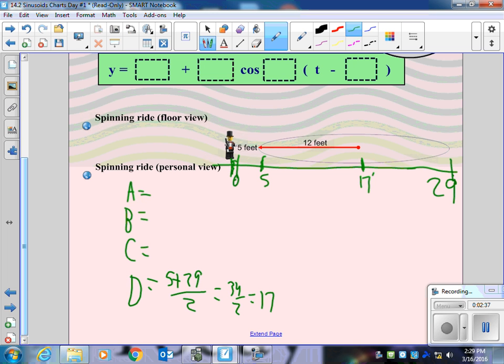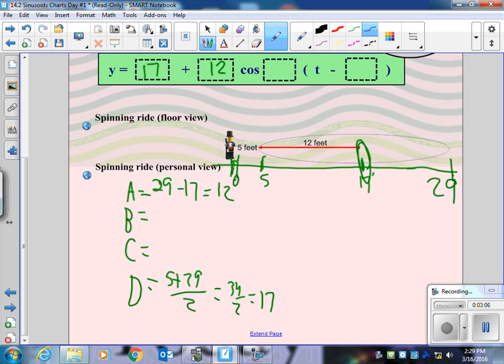But what else is 17 on my picture? It's the middle, right? That's what we wanted, the middle. There's your D. So we have 17 for D. A is the next one we can do. Well, it's the high minus the middle. 29 minus 17. But that's a predictable number, too. That's equal to what? 12. That's the radius. So that's easy.